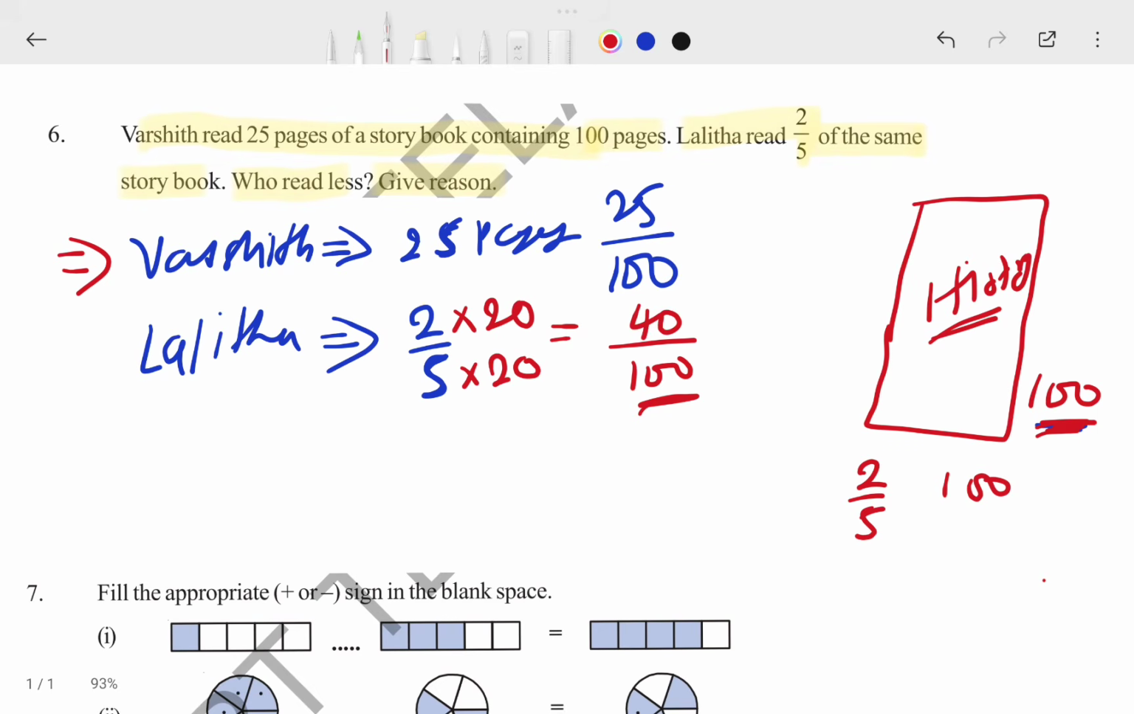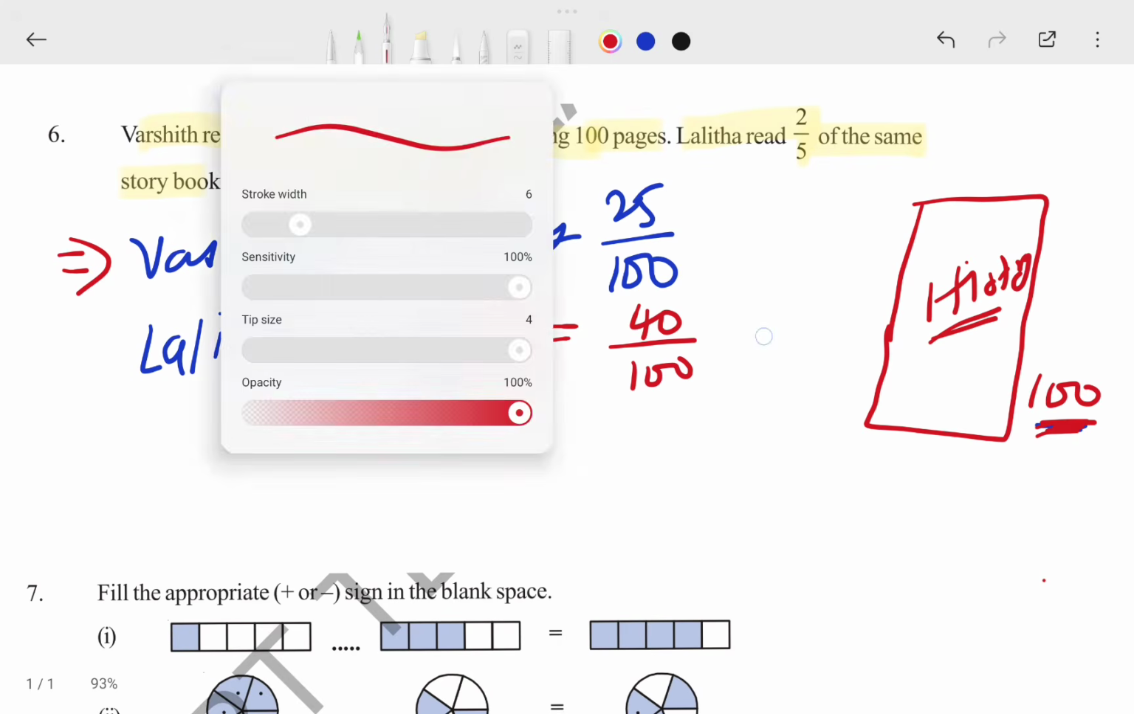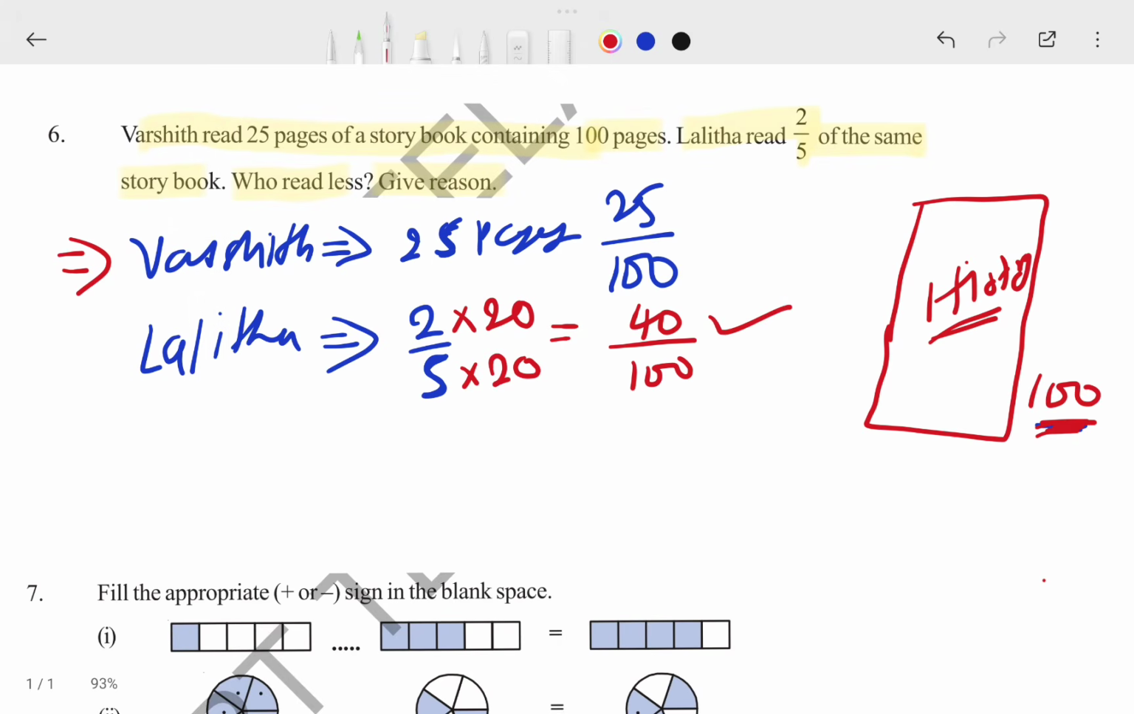So you get it. How many pages did your sister read? She read totally 40 pages. Your sister read 40 pages. And what did she say? I read 2 by 5 pages. How smartly she told you. So generally your sister told she read 2 by 5 pages.